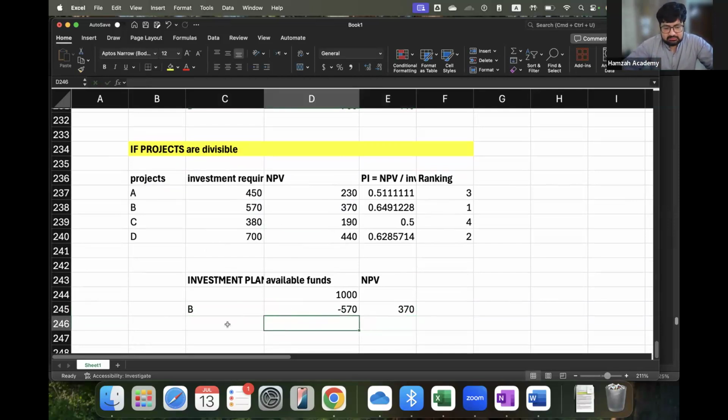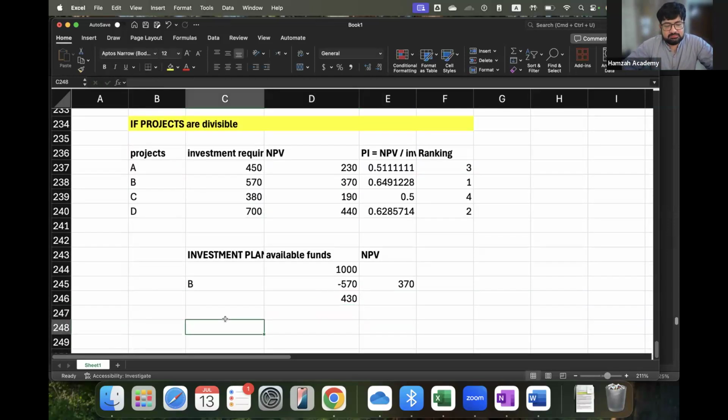Now, the remaining funds are here. The next is the turn of C. Now it requires 700 investment. We have only 430. So project C, partial. That's why we say projects are divisible: we can invest in part of a project. We do not need to undertake a whole project. We need to invest in the part only. And we can earn the same proportion of NPV.